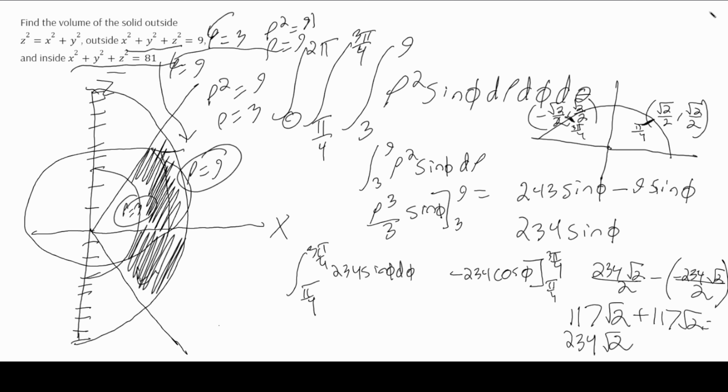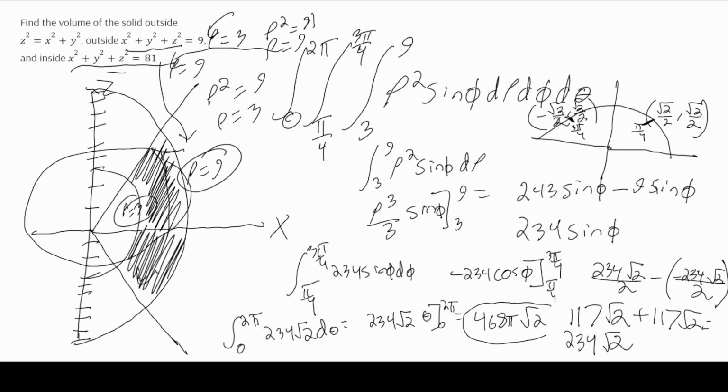And now we just do the last integral, which is from 0 to 2 pi of 234 d theta, which is just 234 theta from 0 to 2 pi, which is equal to 468 pi. And that would be the answer to this problem.